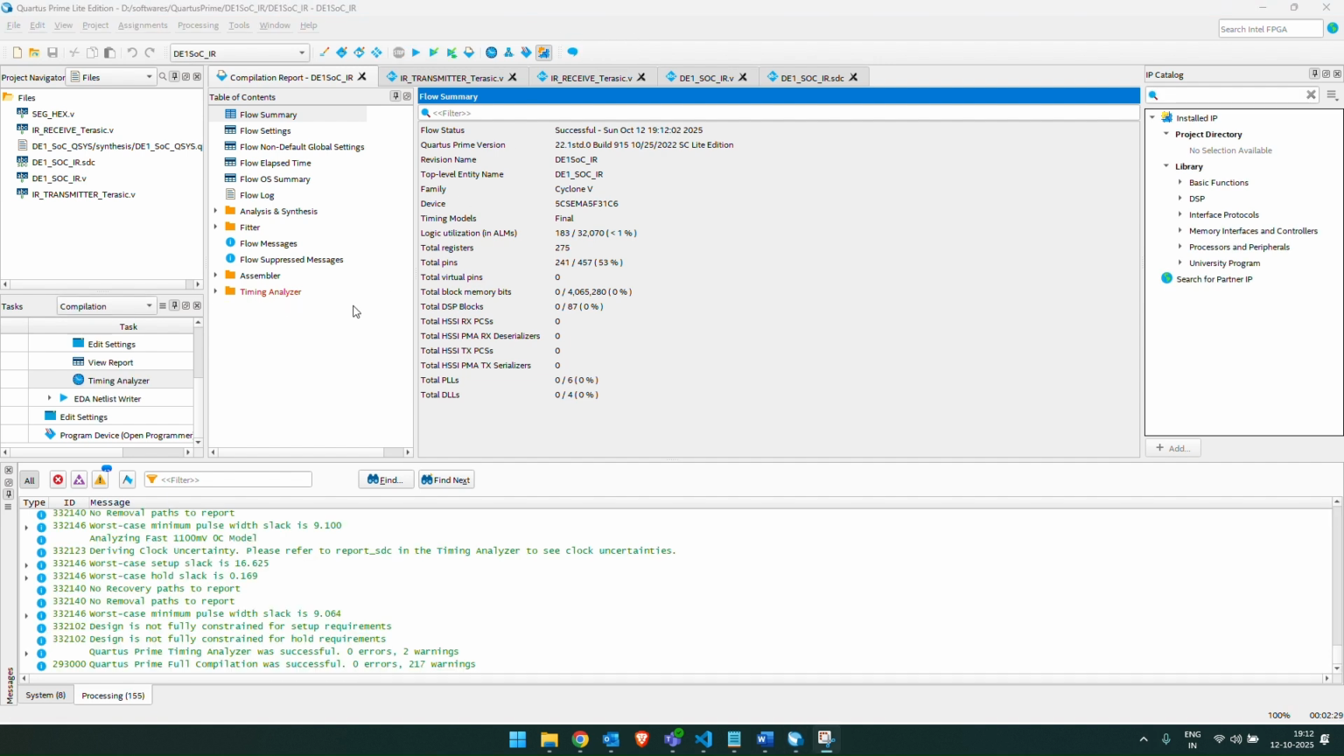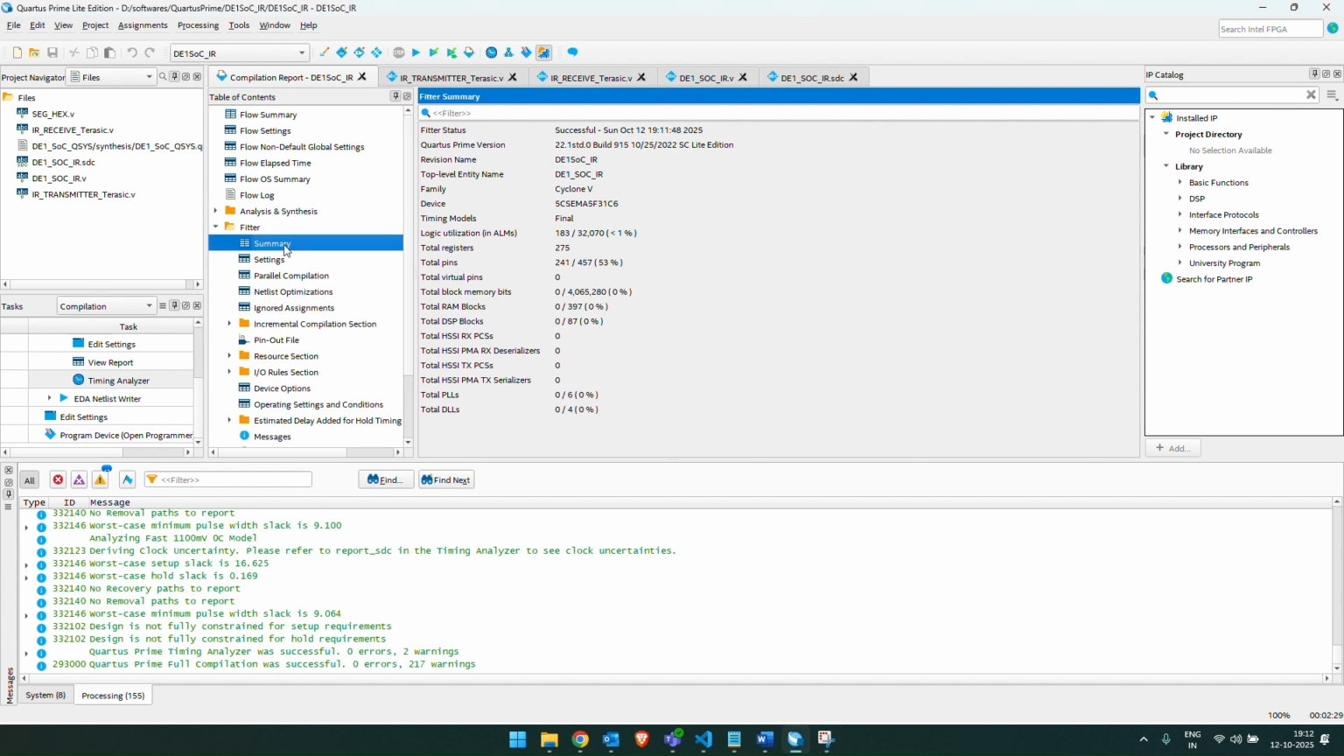The synthesis is done now. Let's look at the resource utilization. If you see here, the total ALMs used is 183. The total flip-flops, that is registers, used is 275. The total IOs is 241. And there are 0 block RAMs, DSP blocks, PLLs and DLLs used.